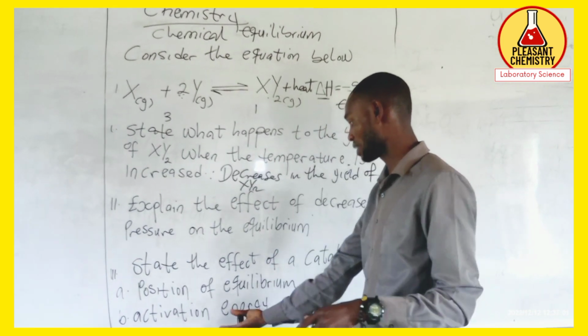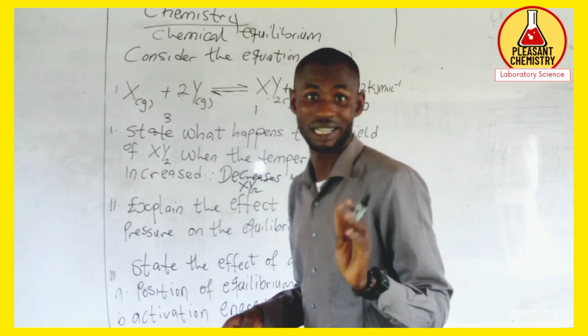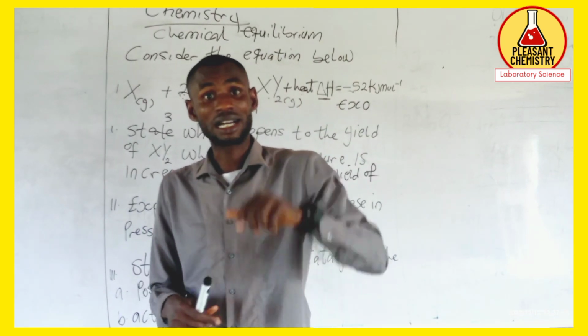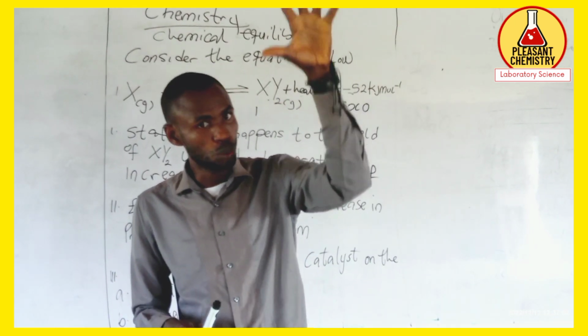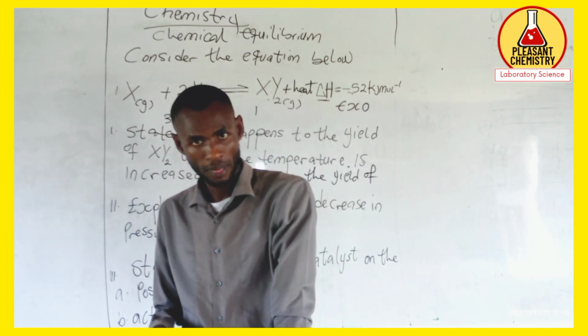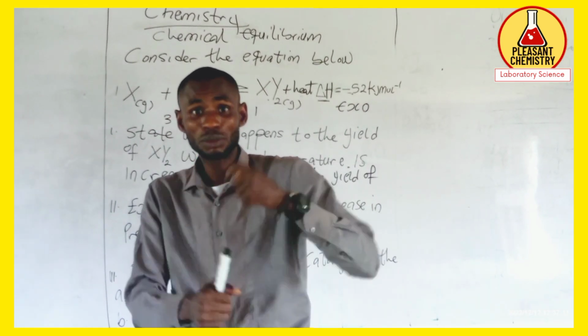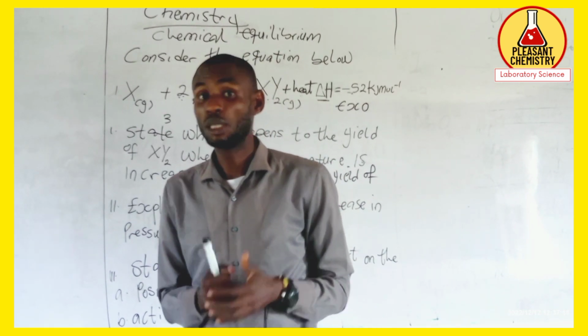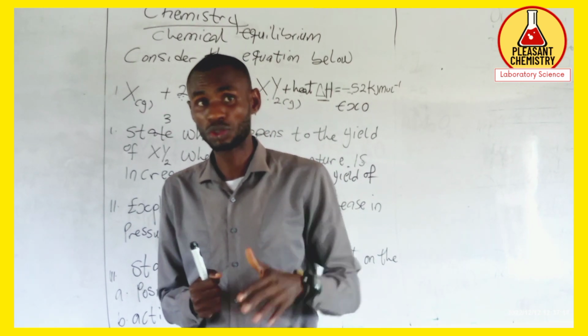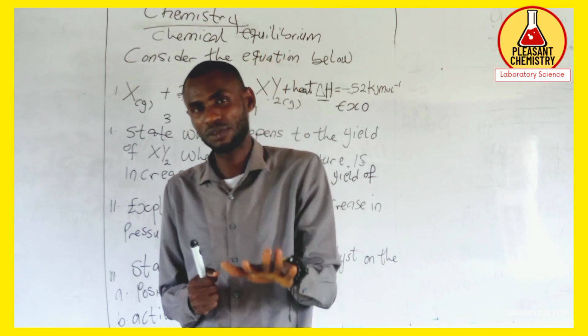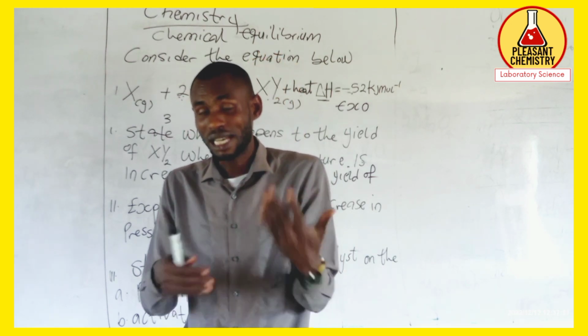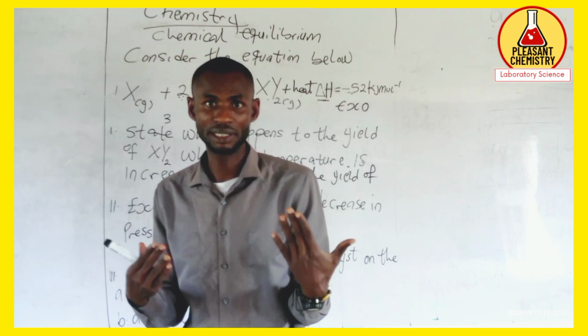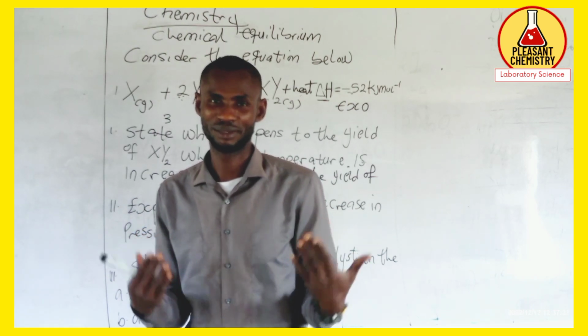And what's the effect of catalyst on activation energy? Exactly, that's what catalyst does. A positive catalyst will lower the activation energy so that the reaction will be attained faster. A positive catalyst does what? It will lower the activation energy so that the reaction will occur at a very fast rate.